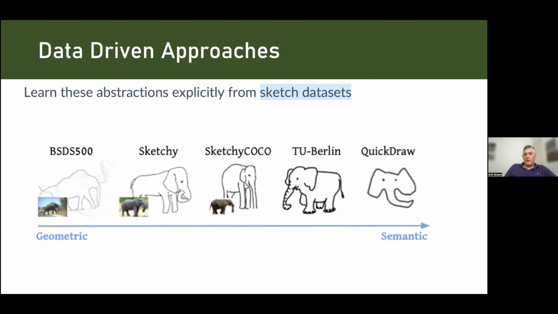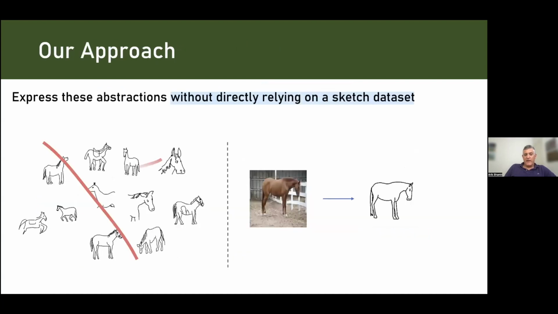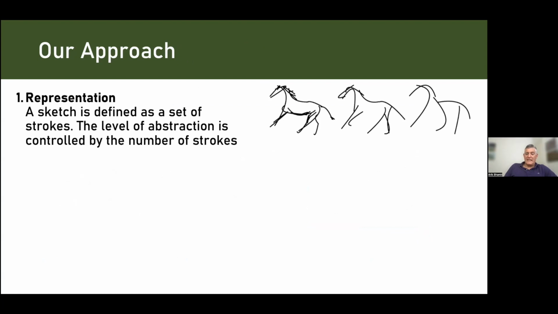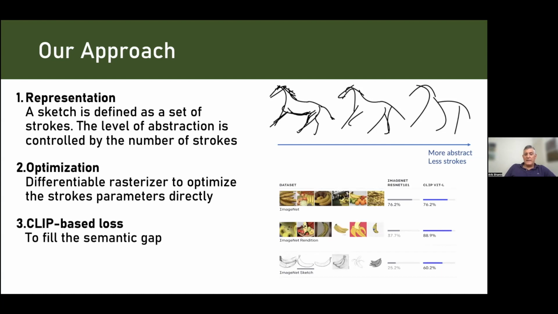But unfortunately, first of all, these sketches each have different characteristics and only talk about a specific style and abstraction level. Our approach does not directly rely on a sketch database, and tries to learn the semantics using the correct representation. First of all, we represent sketches using different shapes or strokes, in our case Bezier strokes, and the level of abstraction is guided by the number of strokes. The second thing is we use optimization to optimize the stroke positioning. And lastly, we use a CLIP-based loss as the loss function.